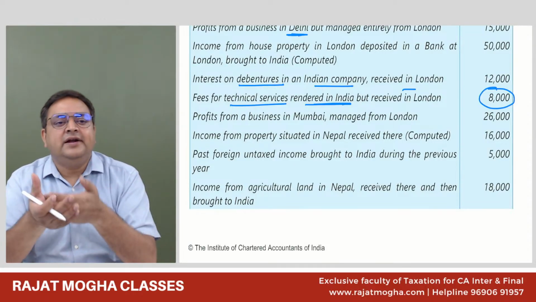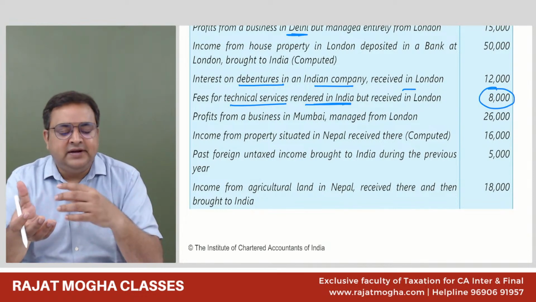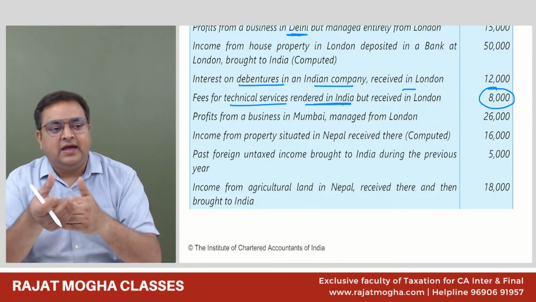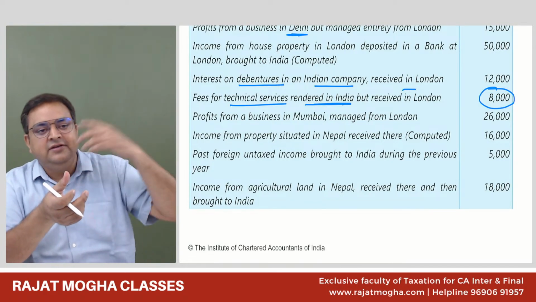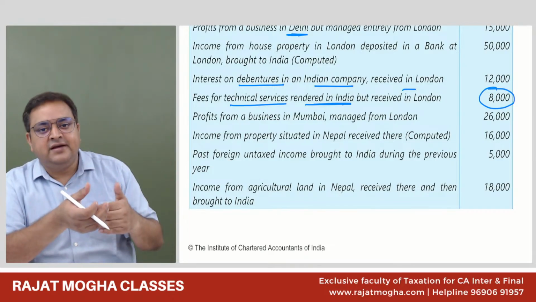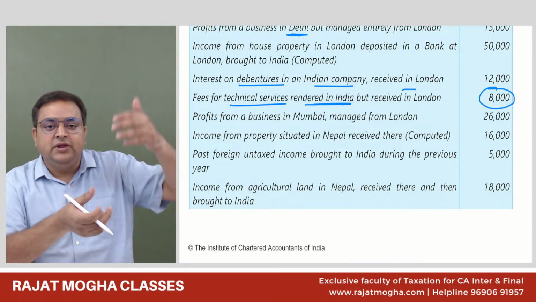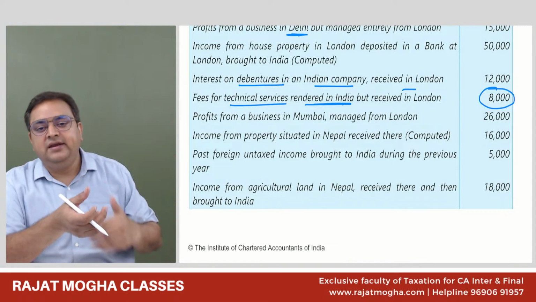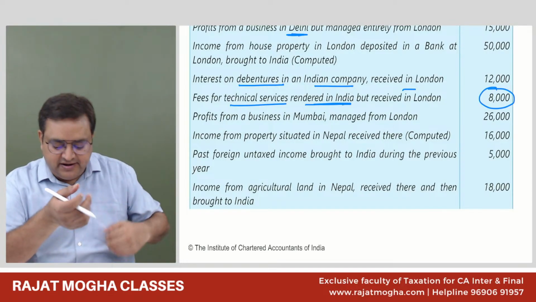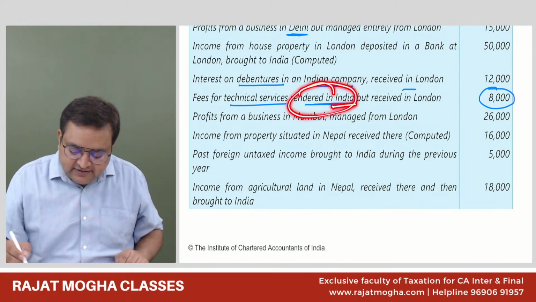So what does it mean? Let's say, for example, Reliance Mumbai has a factory somewhere and they need some technical services. They ask a German guy, a US guy, an Australian guy, can you provide technical services here in Mumbai, in our factory? They say okay. So they are providing technical services in India, so they have to pay taxes. Why? Because this income is arising in India. Technical services are rendered in India. This is purely arising in India.